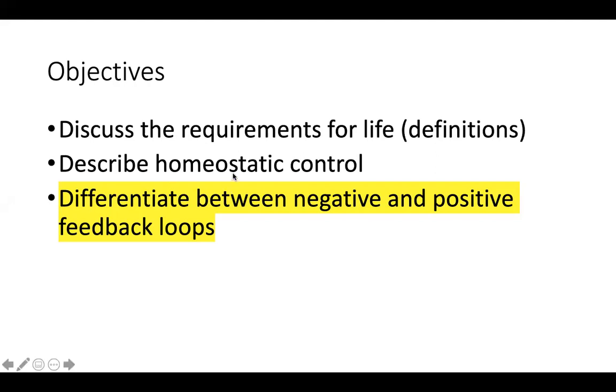We'll talk about how the balance in your body is controlled, and then we will differentiate between negative and positive feedback loops. You see this is highlighted. That means that you would likely see an exam question in which you need to do this. So you want to be able to really meet that objective for your assessment on your exam so that you can get that question right.